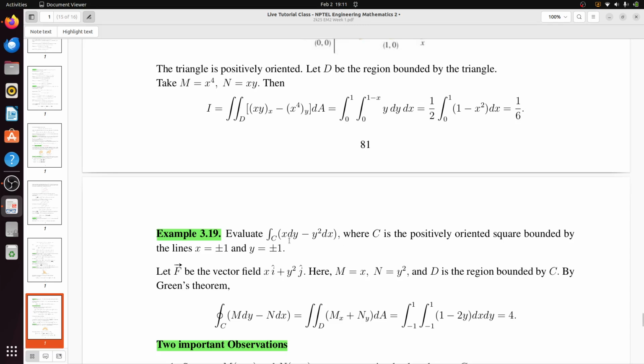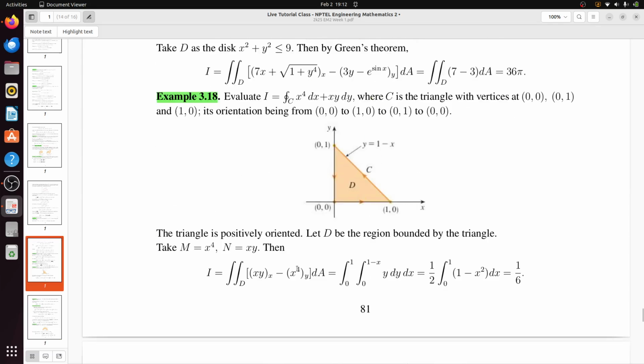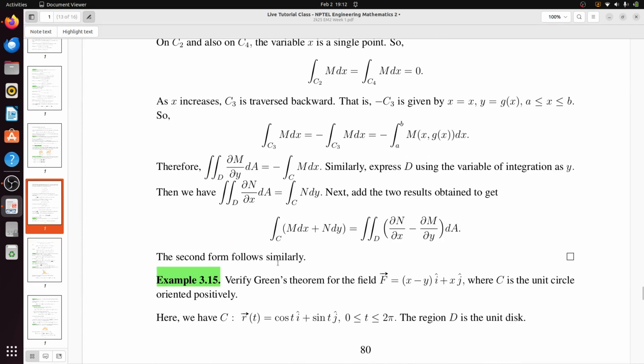So what will be your m? Your m will be minus y square, and your n will be x. So del n del x minus del m del y will be, sorry, del n del x will be 1 plus... So m dx plus n dy will be del n del x minus del m del y.